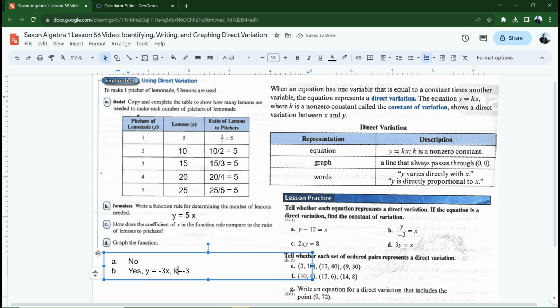Okay, that one was a little tricky. Hey, could your constant of variation ever be a fraction? Could it, like, if it was y equals negative 1/3 x, yes, your constant of variation can be a fraction. Letter C is another tricky one.